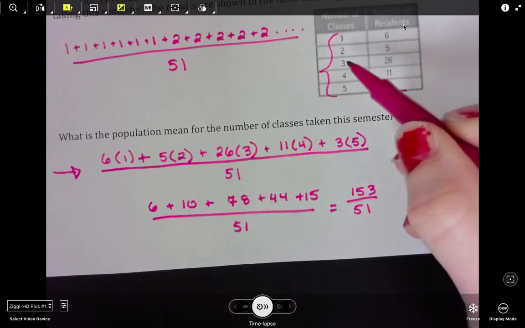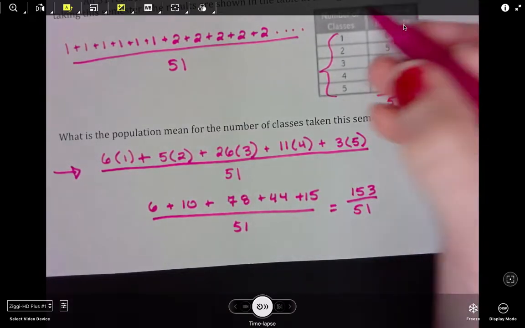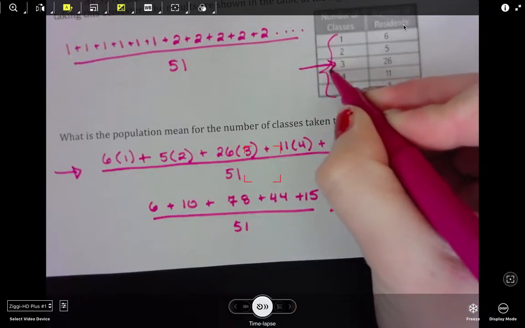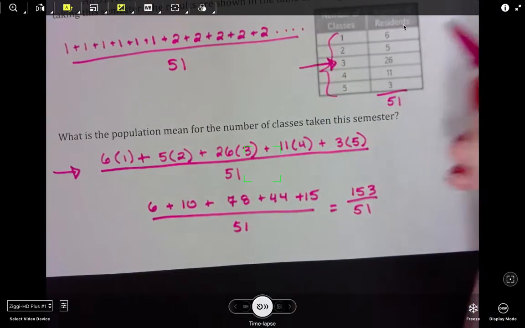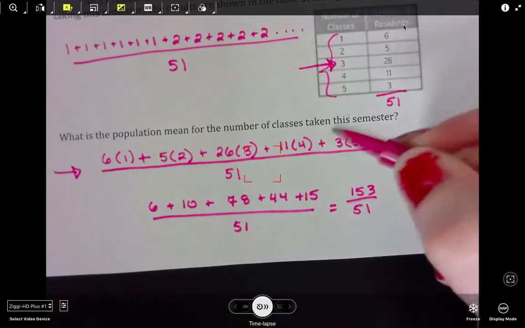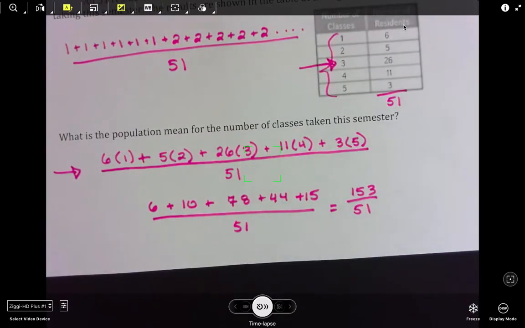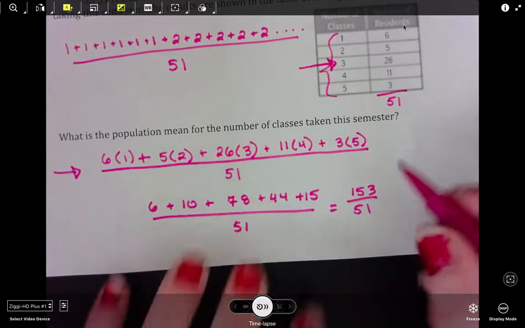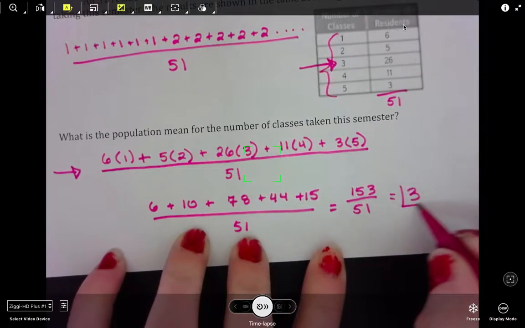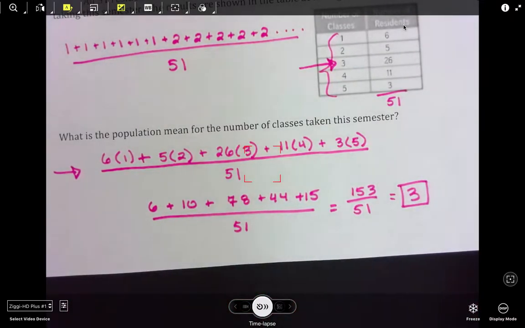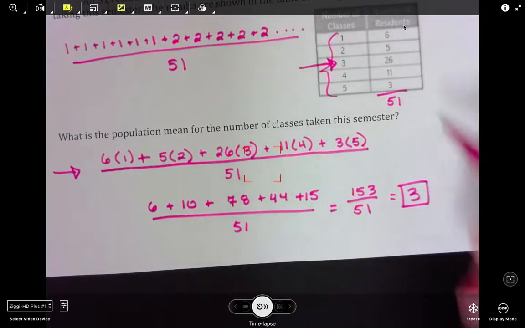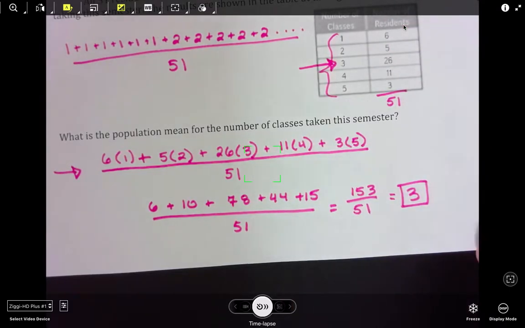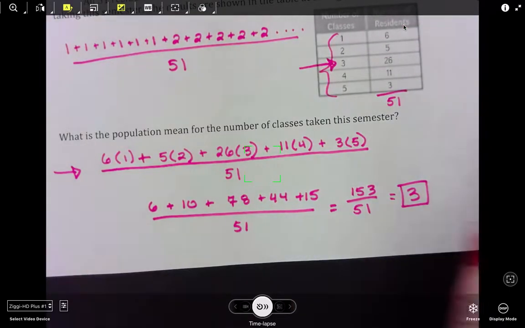So 26 people have 3 classes. So I'm going to guess the average is going to be really, really close to 3. Okay, because the most people have that many classes. So let's see, 153 divided by 51 is exactly 3. Most of the time it will come out as a decimal when you do that, but this one did not for some reason. So the average number of classes is 3, just by looking at this information. Okay, there we go.